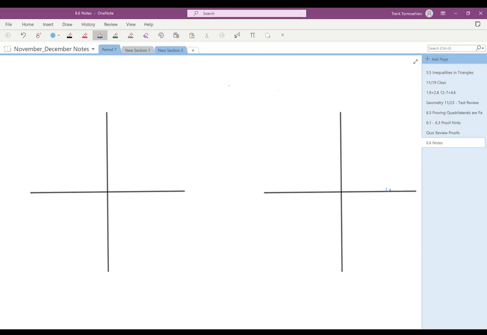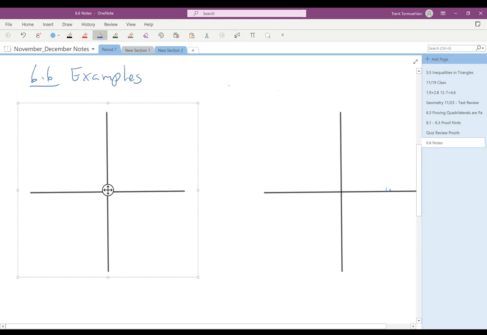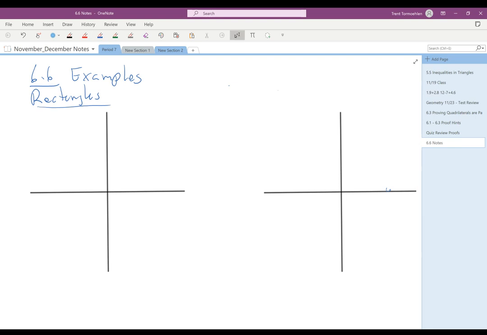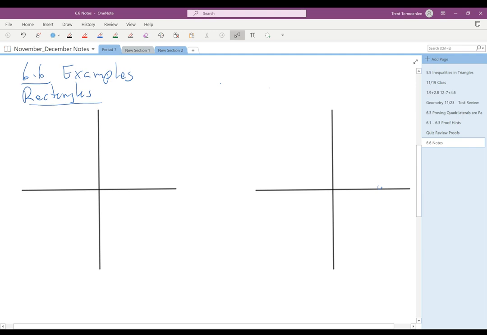All right, in this video, we're going to look at some examples of how you place various shapes on a coordinate grid to use coordinate proofs. And so we're going to do a couple examples about rectangles because rectangles are interesting. And there's two ways to do it. There's actually multiple ways to do a rectangle. So let's talk about two, and then I'll suggest a third way as well that we could do.